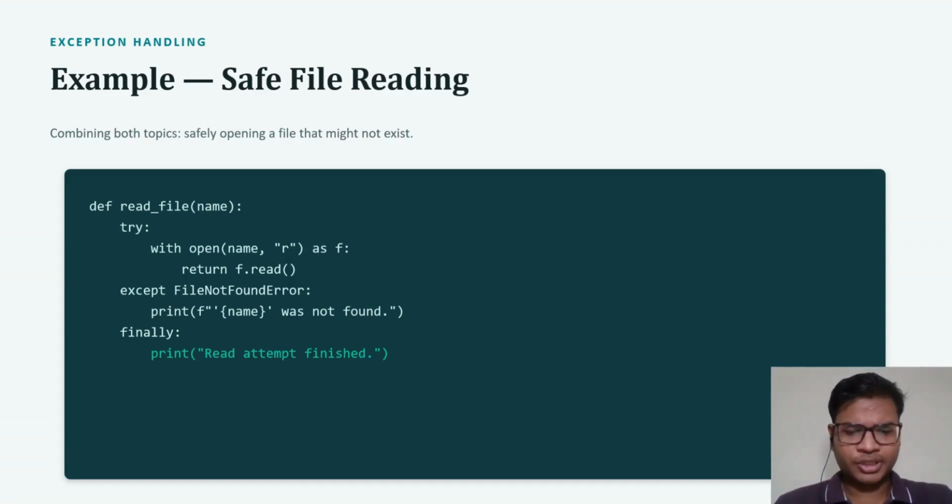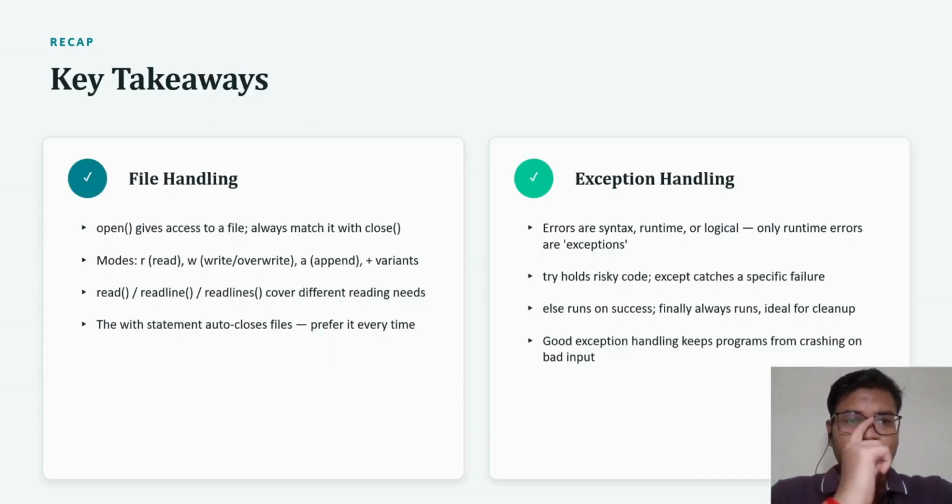I hope you understand all these things. So let's do this for a better understanding. You can do this also: we have a try block, and with open, that's the file we open. If the file is not found, therefore this print, and the finally block always runs. So I hope you understand how safe file reading and the safe division method work. I hope there is no doubt here.